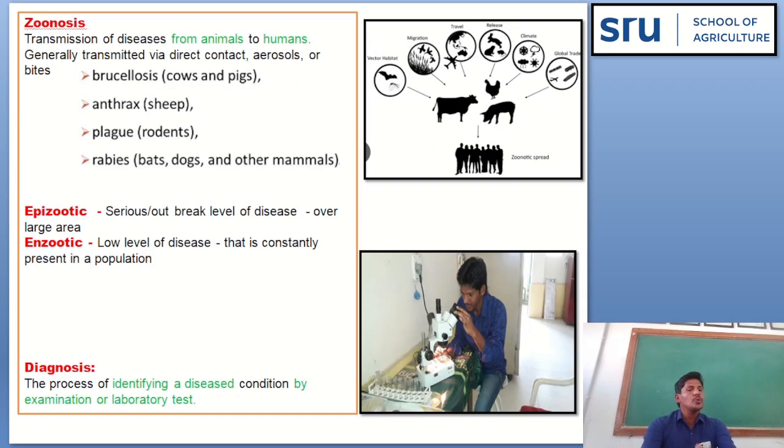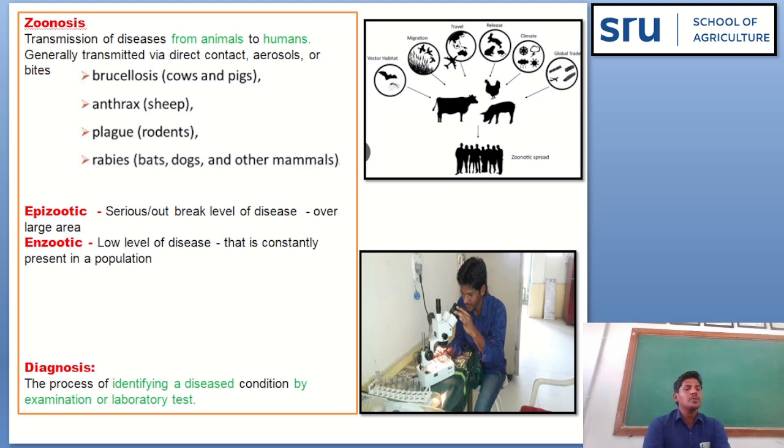Next, we come to zoonosis. Transmission of diseases from animals to humans is known as zoonosis. These diseases are generally transmitted via direct contact, aerosols, or bites. See here some examples: brucellosis comes from cows and pigs, anthrax from sheep, plague from rodents, and rabies from bats and dogs.